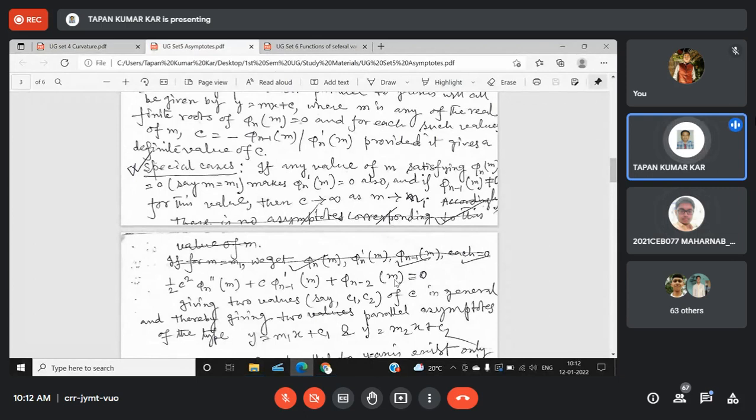Suppose in case your quadratic equation has two equal roots, then suppose the equation is ax square plus bx plus c equal to 0. If it has two same roots, say for example, both are 2, 2, or say m1, m1. Both roots are m1. Then ax square plus bx plus c can be written as a into x minus m1 whole square.